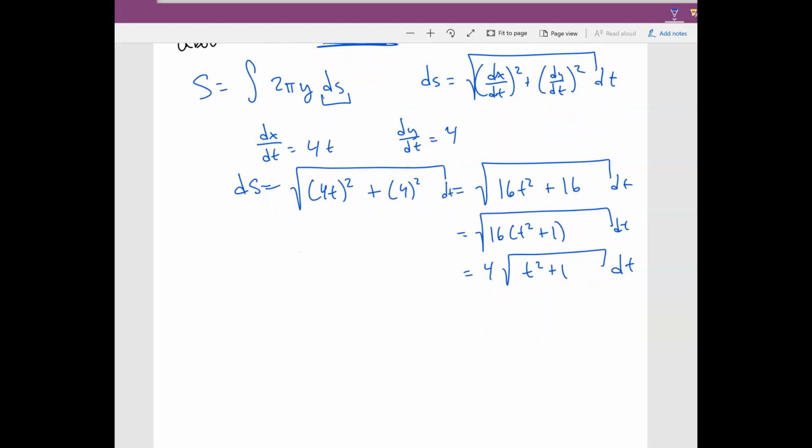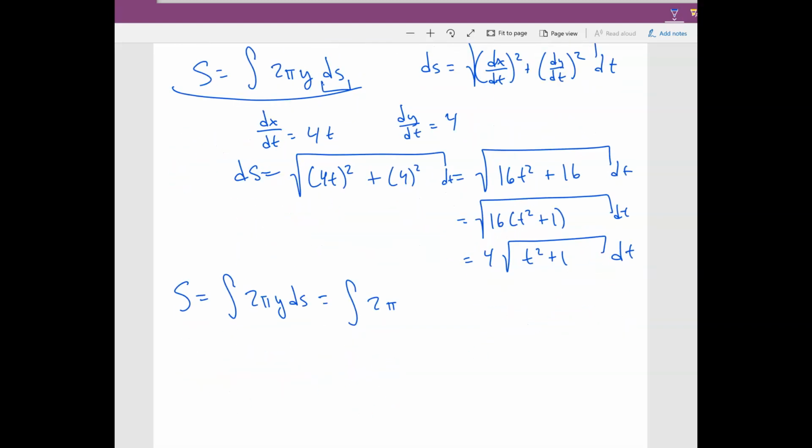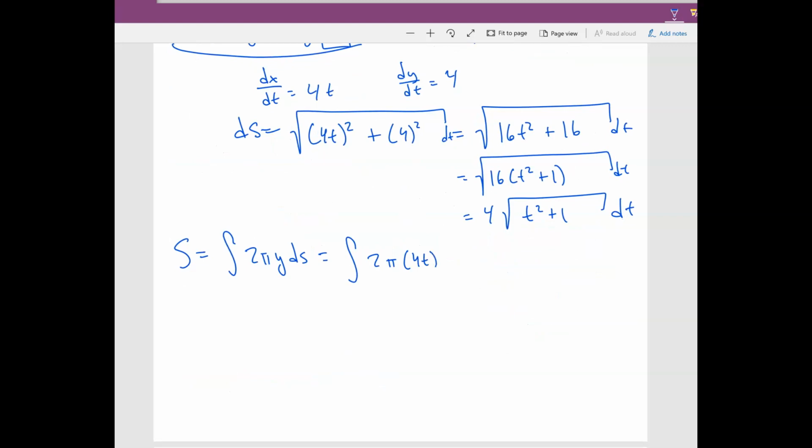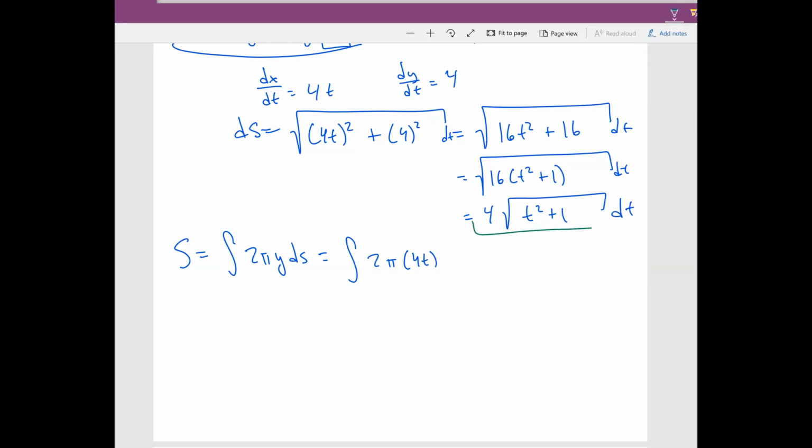Okay, so surface area S is equal to the integral of 2 pi y ds. We'll figure out the limits of integration in a little bit. We have 2 pi, and then we need to figure out what y is. Where y in this case, as a parametric equation, is 4t. So that's just 4t, and then you have the ds. The ds is going to be this thing that we just calculated, so it's times 4 square root of t squared plus 1 dt.